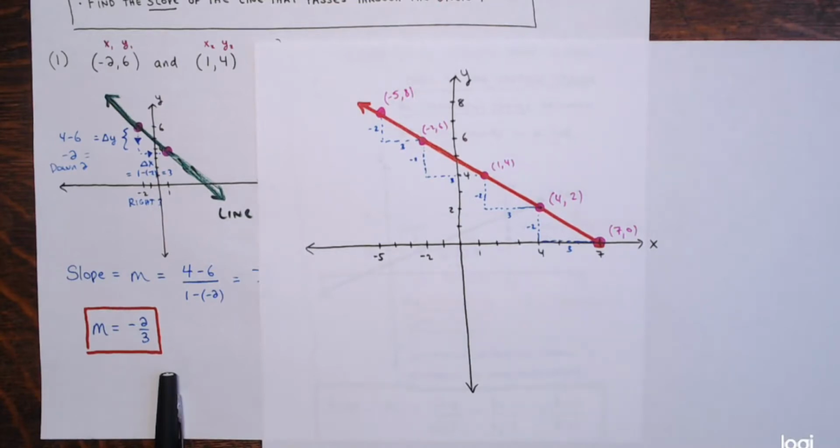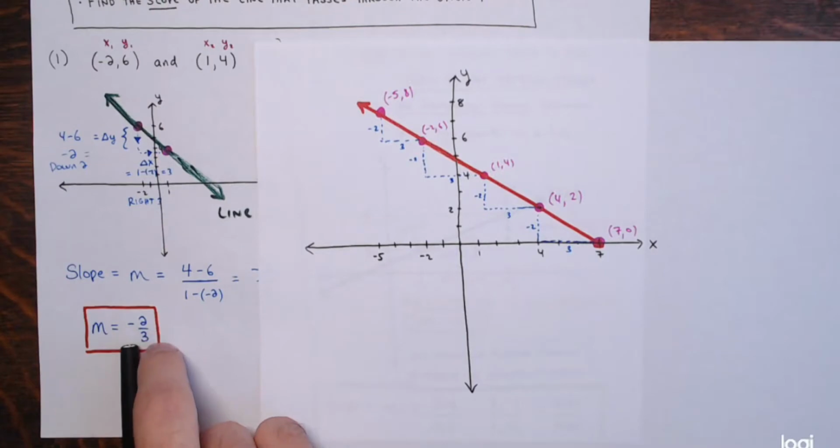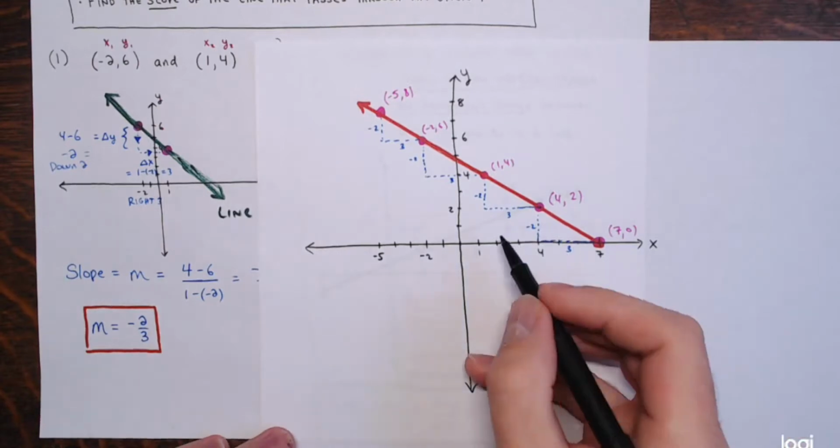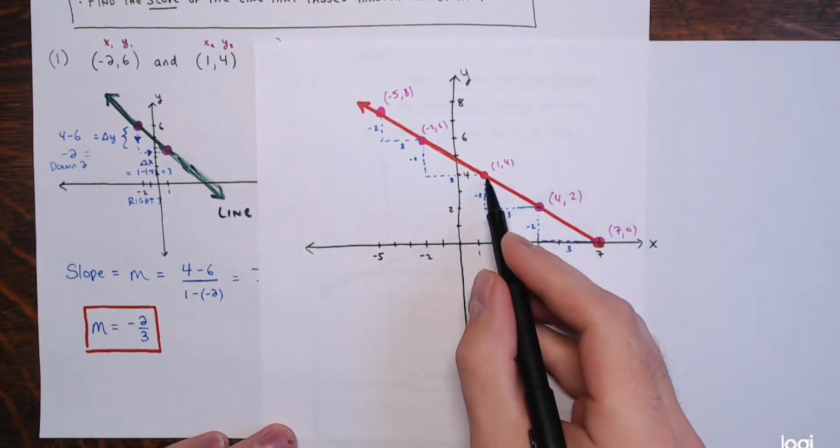But not only that, right? So far all my points here have integer entries, integer coordinates. But as long as the change in y over change in x comes out to be negative 2/3, it works. So let's say I'm at (1, 4).